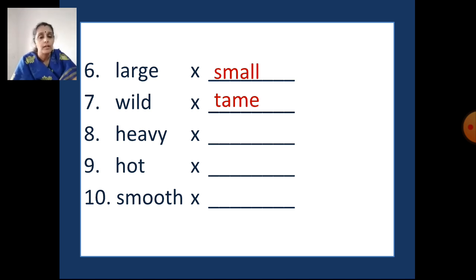H-E-A-V-Y, heavy. So the opposite of heavy is L-I-G-H-T, light. Ninth is hot. H-O-T, hot. The opposite of hot is C-O-L-D, cold. And the tenth one, smooth.